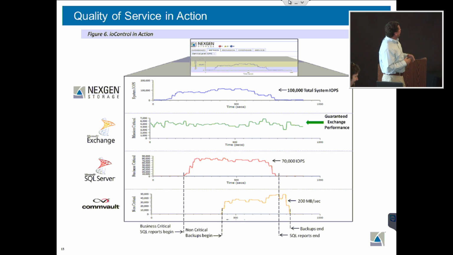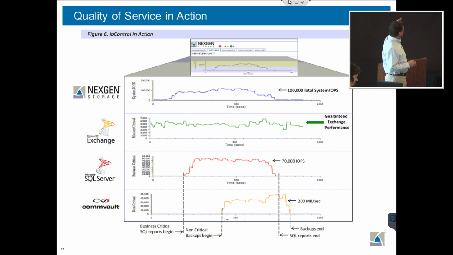So what this shows is, we're ramping up our total system performance on the top graph. We've got a mission critical workload, Exchange, a business critical workload, SQL Server, and a non-critical workload, a backup job. And what we do is we've set Exchange at a certain level, a certain threshold, or guaranteed minimum. And then what we do is we kick off a pretty heavy-duty random I/O workload, represented by SQL. And then we kick off a very heavy throughput workload from the backup job from Commvault.